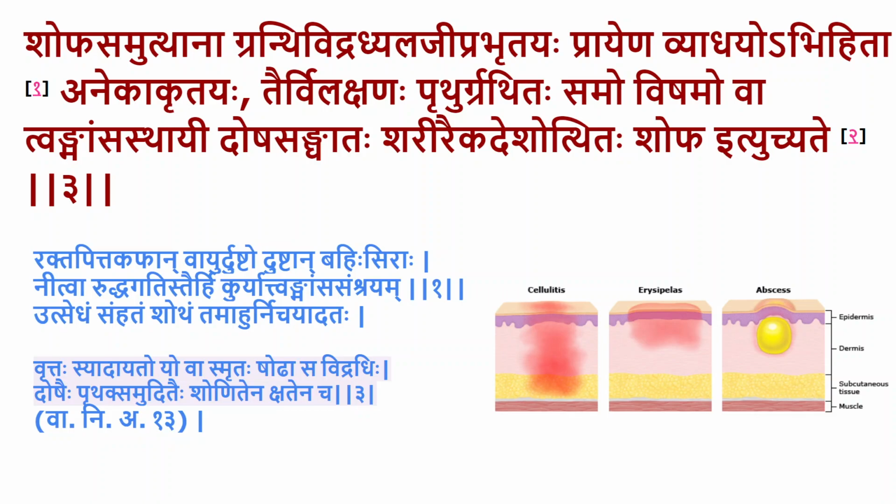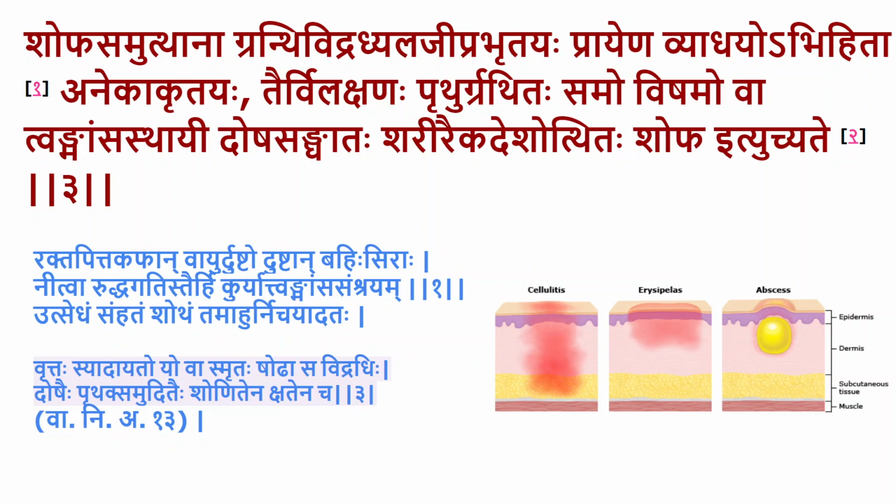Now, in the case of Vagbhata, this same lesion is considered as Shotha, Utsedha, caused by Rakta, Pitta, Kapha, Vayu, the vitiated doshas obstructing the Bahisira, Ruddhagati, located in the skin and muscle. A similar pathology of the skin and muscle in Vagbhata is called Shotha. So we are not going into that fine difference of the word between Shotha and Shofa, because they are often used as synonyms, but in Sushruta there is a technical difference between Shofa and Shotha.